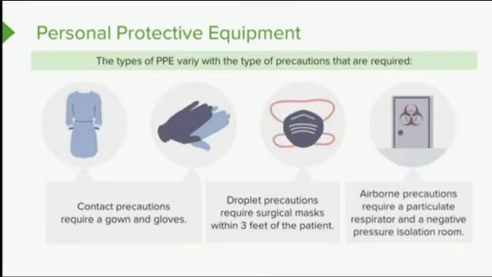Personal protective equipment. The types of PPE vary with the type of precautions that are required. Contact precautions require a gown and gloves. Droplet precautions require surgical masks within 3 feet of the patient. Airborne precautions require a particular respirator and a negative pressure isolation room.